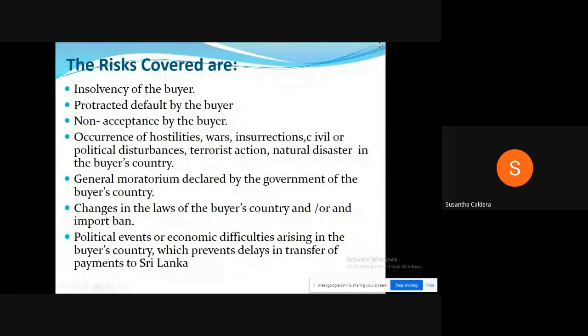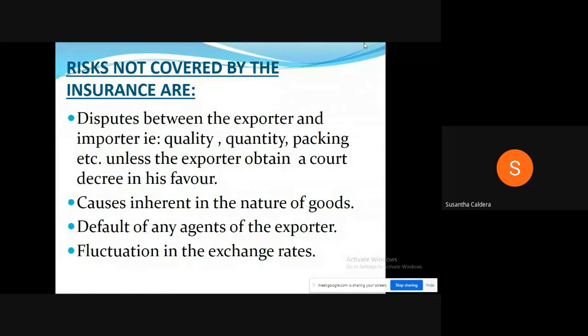There is the UK Export Credit Insurance Corporation. Export Credit Insurance Corporation Germany, right? They have their own. And what about Dubai, sir? Dubai also they have. Dubai also they have. Because they have exporters, an Export Credit Insurance Corporation.